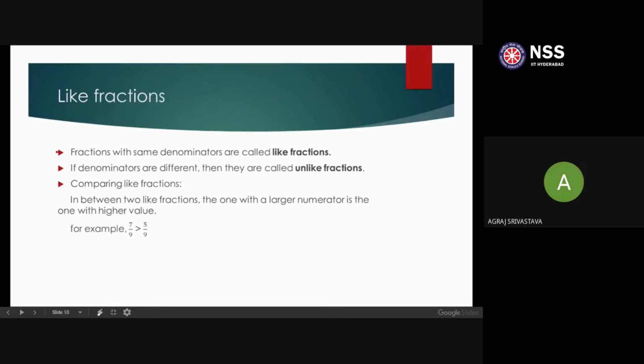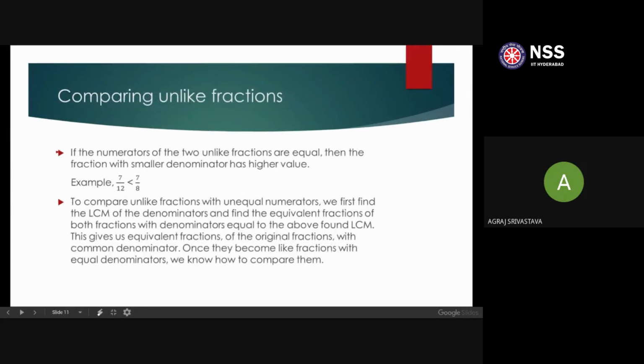So comparing unlike fractions is a little more tricky because fractions with different denominators means that their fractional parts are of different sizes and we can't compare them directly. So the simplest way, or the only right way, to do it is to get them to equivalent fractions where both of them have the same size for their smallest fractional parts.